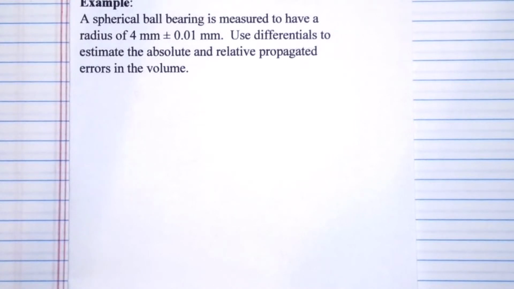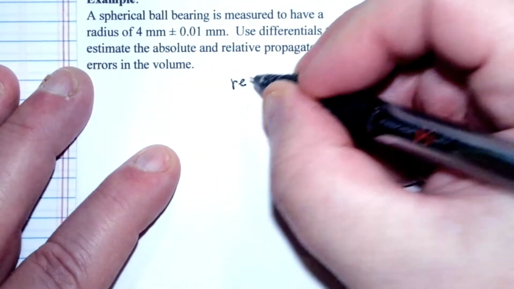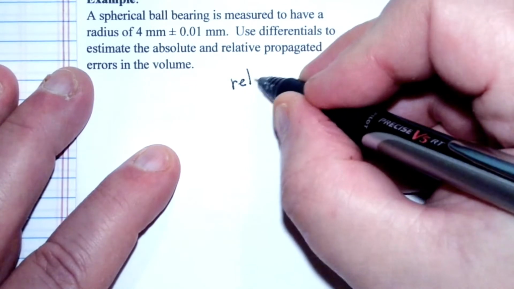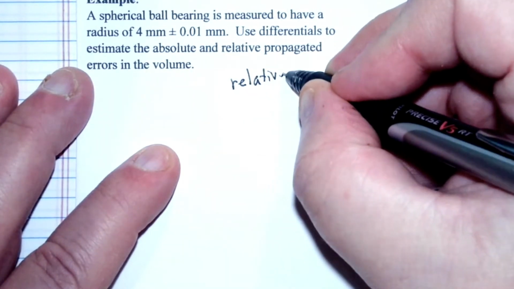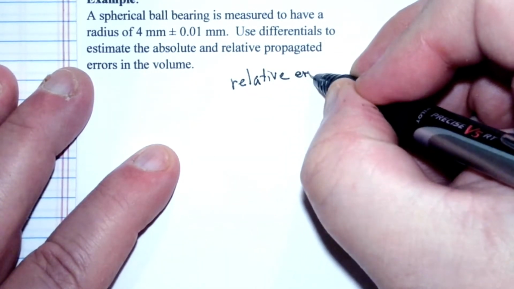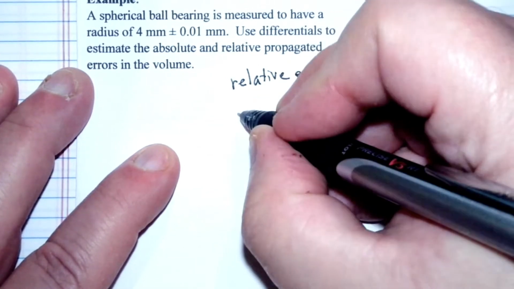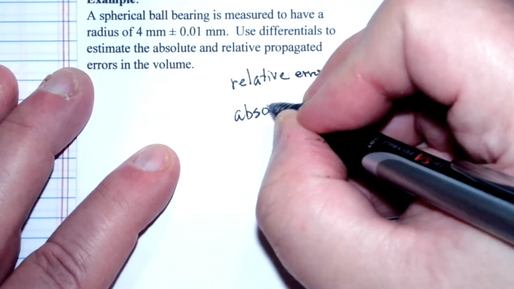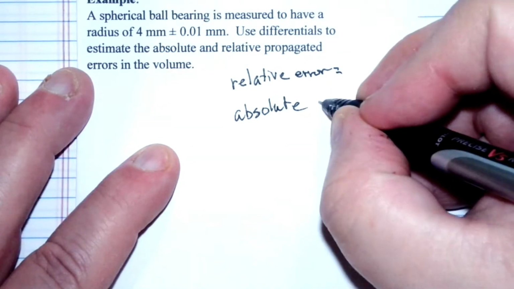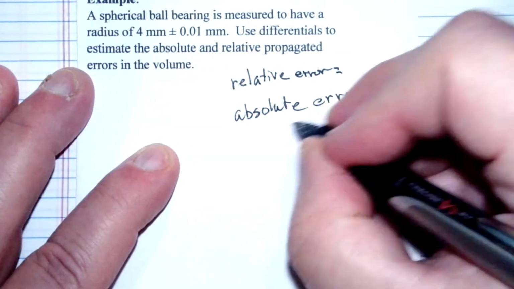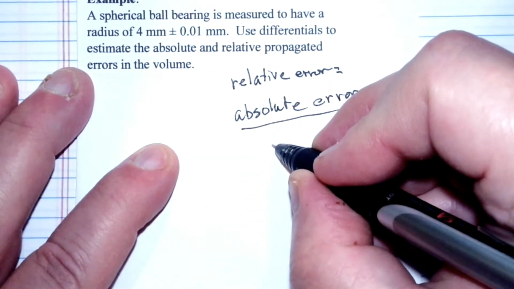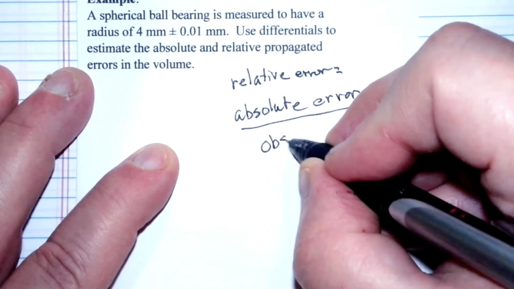Well, the absolute error is what we've already calculated. It's just whatever the error is. Relative error is sort of a proportion. Relative error, whether it's propagated or not, is the absolute error, which we already have been talking about, divided by the observed value.